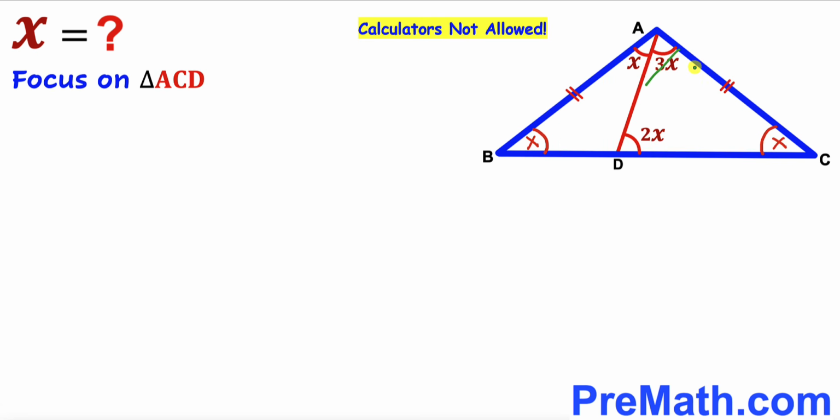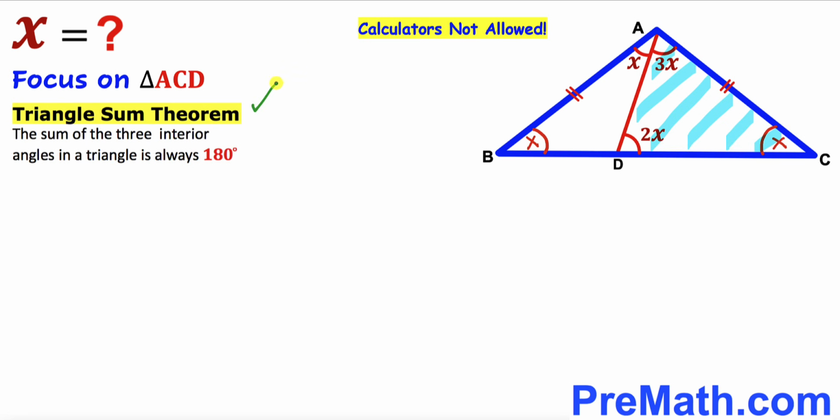Now we are going to focus on this triangle ACD, and we can see its interior angles are x, 2 times x, and 3 times x. And now let's recall the triangle sum theorem. According to this theorem, the sum of 3 interior angles in a triangle is always 180 degrees. So therefore the sum of these 3 interior angles must be equal to 180 degrees. Let's go ahead and add those interior angles.